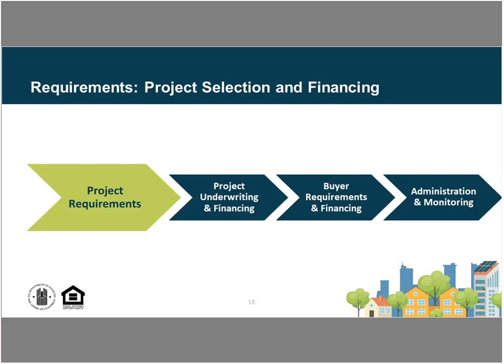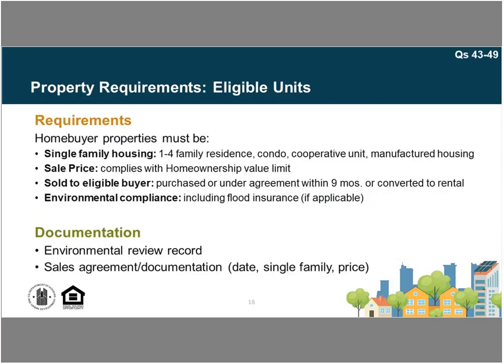As I mentioned, we're breaking it into these 4 topics, and the first one that I'm going to start with is project requirements. This collects a number of things that the homebuyer project is required to be, that doesn't fit into any of the other topics as, say, a financing issue or a buyer financing issue or things of that nature. So the first one that I want to talk about in terms of project requirements is the issue of what units are eligible.